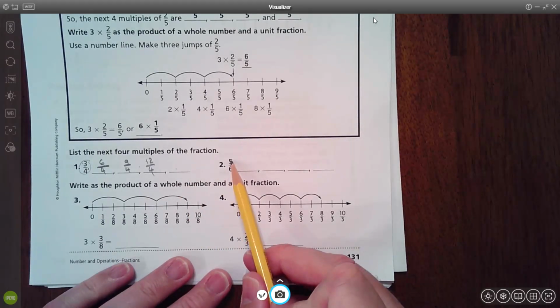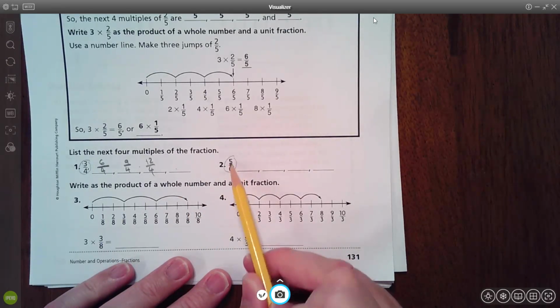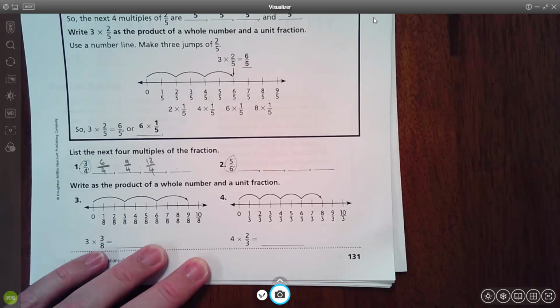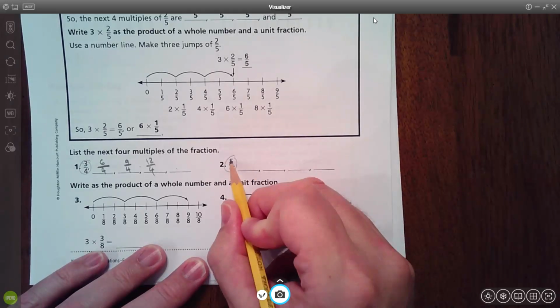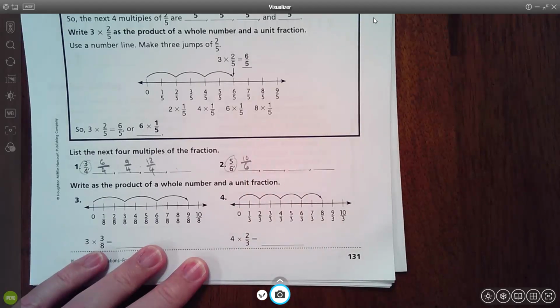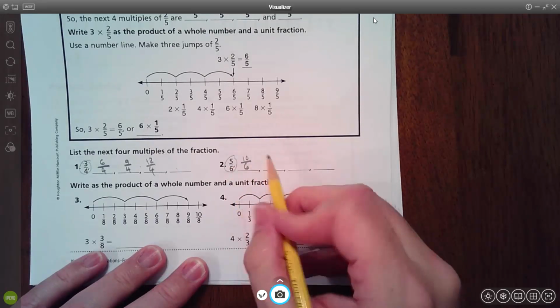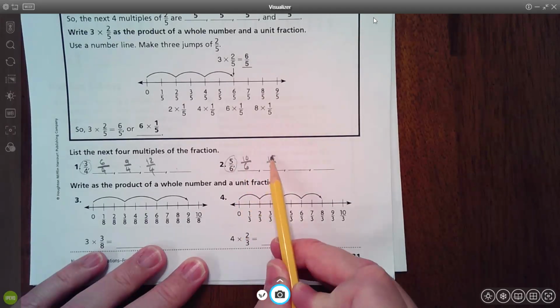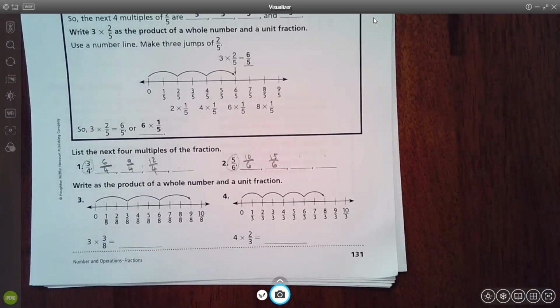Same thing here. We're counting by 5/6. On the previous page, we were counting by a unit fraction. Now we're counting by a straight up fraction. 5/6, one more of those would get me 5 and 5 is 10/6. Another one of those would get me 15/6. 5, 10, 15, bang, bang. I'll let you do those last two.